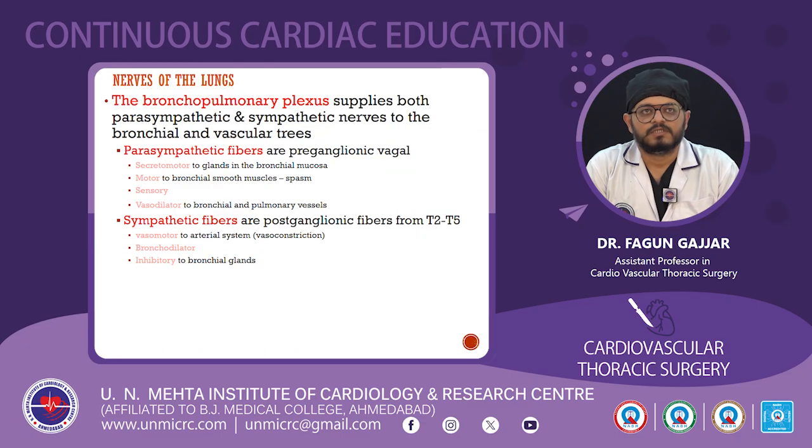Regarding the nerve supply of the lungs, the bronchopulmonary plexus supplies both parasympathetic and sympathetic nerves to the bronchial and vascular trees. The parasympathetic fibers are preganglionic vagal. It provides secretomotor fibers to the glands in the bronchial mucosa. It is motor to the bronchial smooth muscle, causing spasm. It also provides sensory and vasodilatory effect to the bronchial and pulmonary vessels.